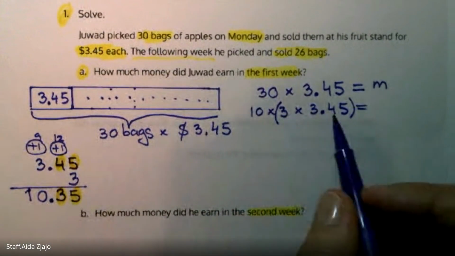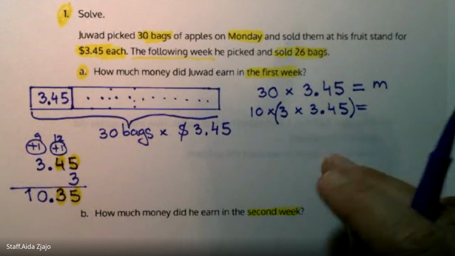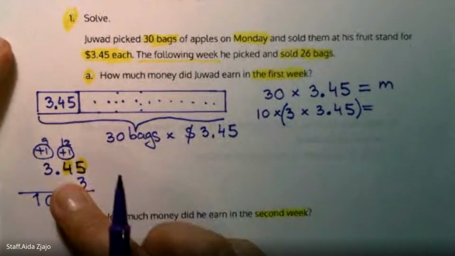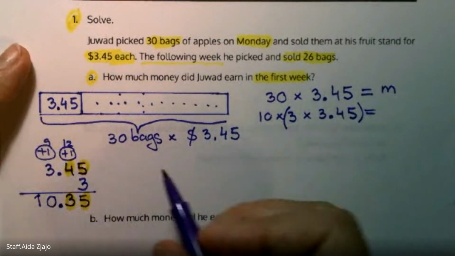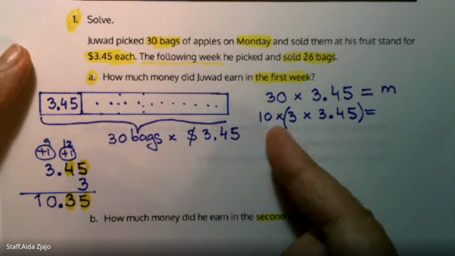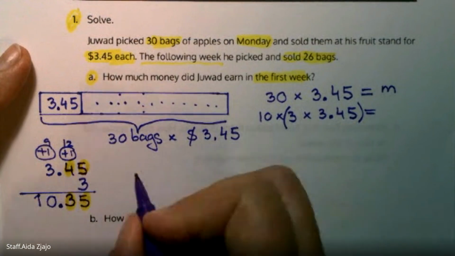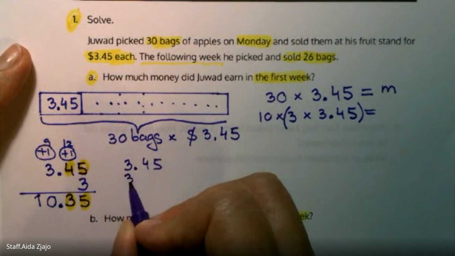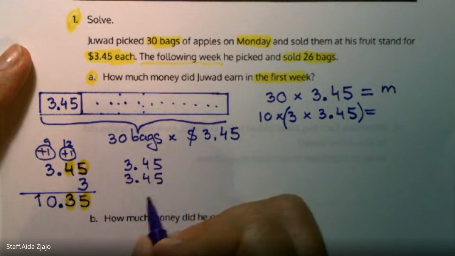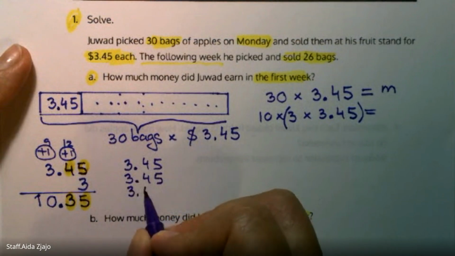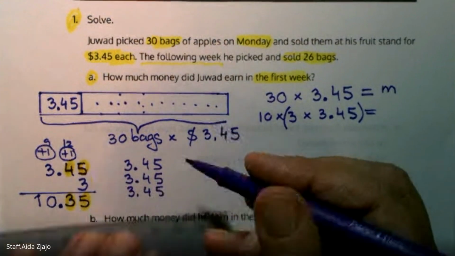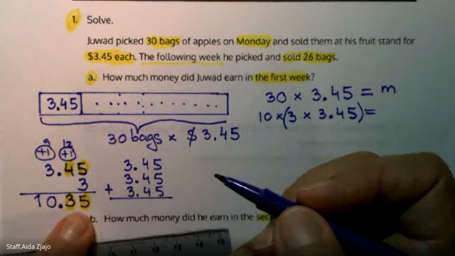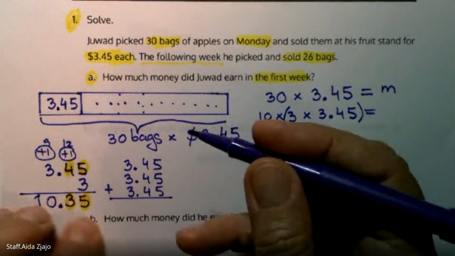So now I know this is 3 times $3.45. If you don't know how to multiply 3 with decimals, you can easily say this is 3 groups of $3.45. So $3.45 plus $3.45 plus $3.45. When I add them up, we'll check if that is correct. Did I do this calculation correctly?